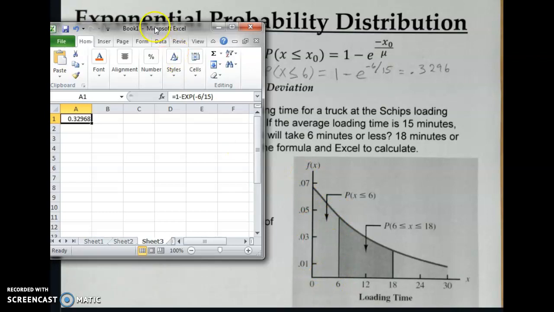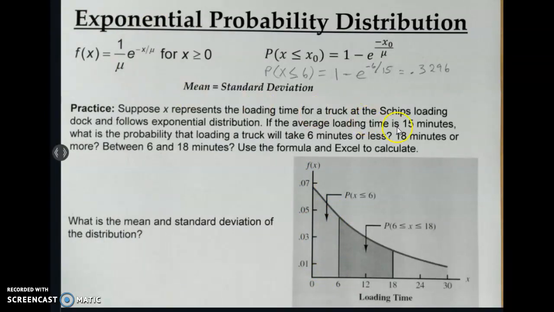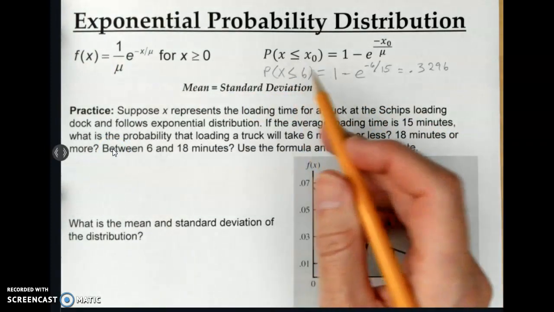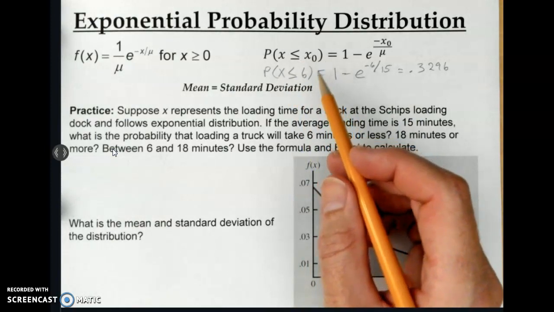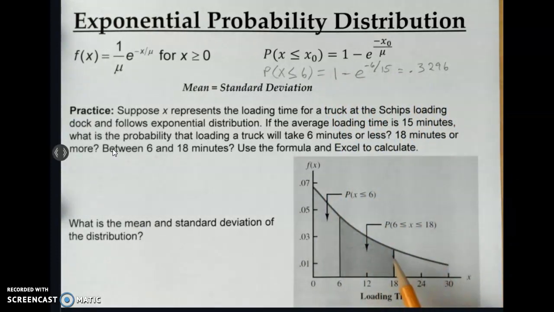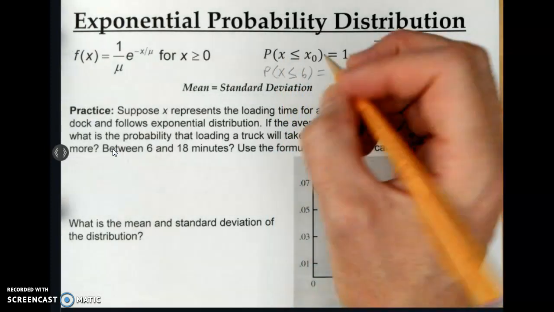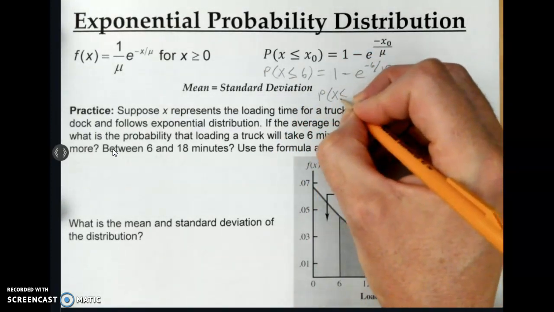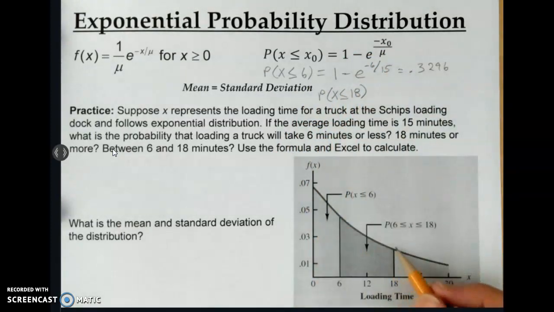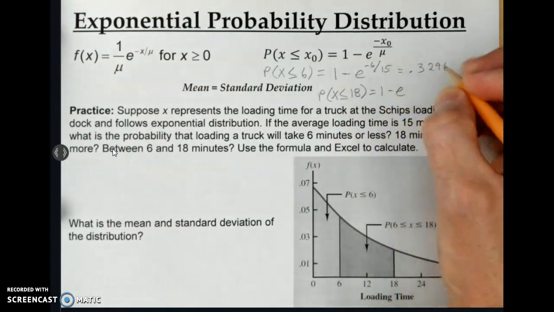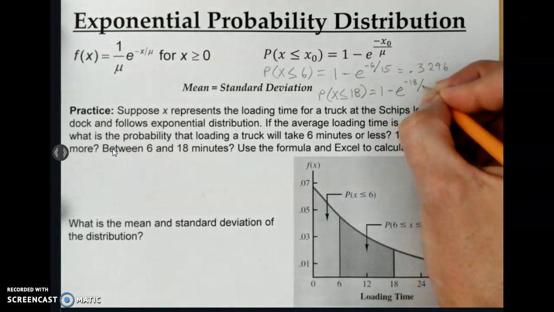All right, the next question says, let's calculate for 18 minutes or more. We can use the same formula, but we'll need to subtract our result from 1 in order to get this answer, because we're trying to find this area here. But the formula actually tells us, moving from the left to the right, the probability of getting an x value that is less than or equal to 18, that will effectively give us this area here, would be equal to 1 minus e to the negative 18 over 15.